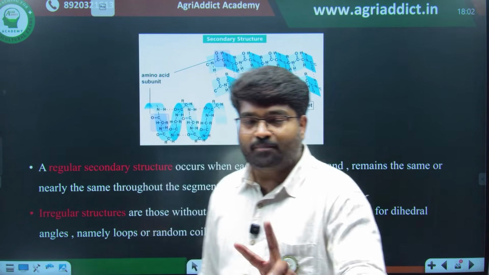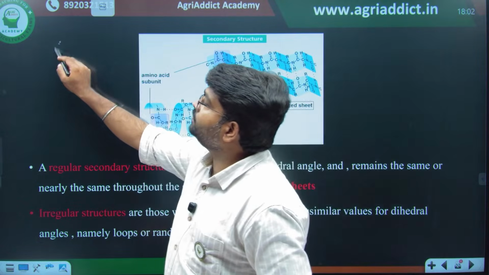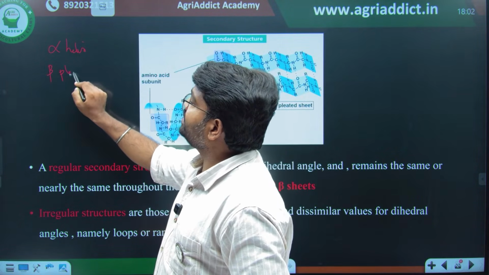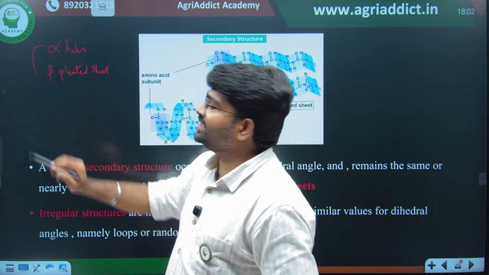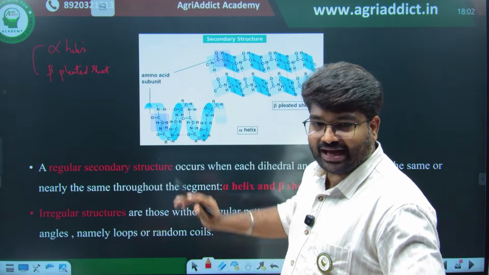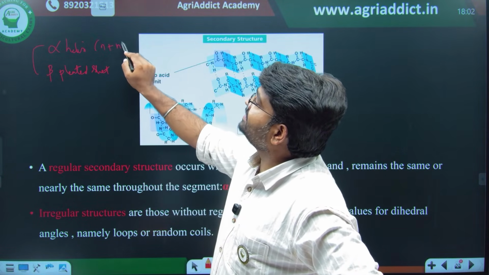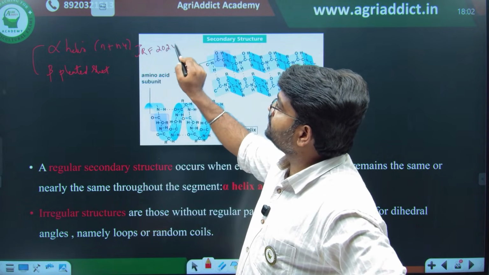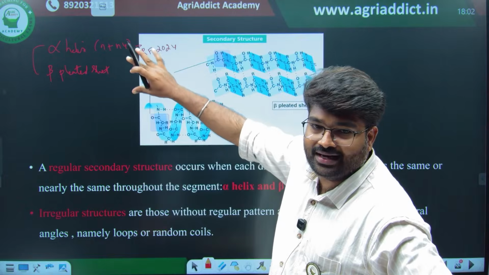Simple thing, the major secondary structure is the alpha helical form, then the beta pleated sheet. You just remember these are the two major secondary forms. In alpha helix, N and N plus fourth amino acid will join. This is a JRF 2024 question. So N and N plus fourth amino acid will form a bond in alpha helix.